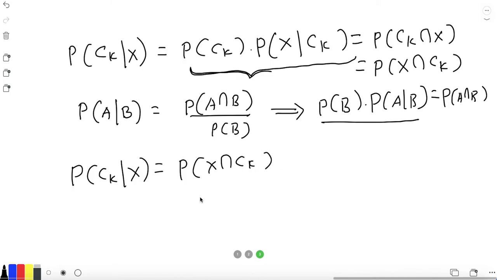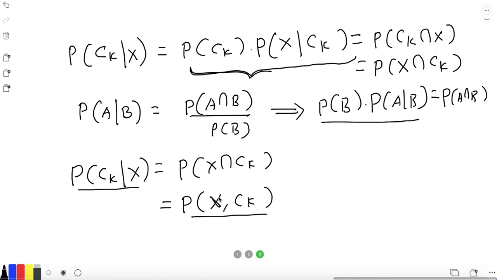Also I can write it like this: probability of x comma ck. This comma is nothing but the intersection operator. This is the style of writing in some books, so I can use this. That means my problem of calculating this boils down to this. Okay, so now let's try to understand what this x is.